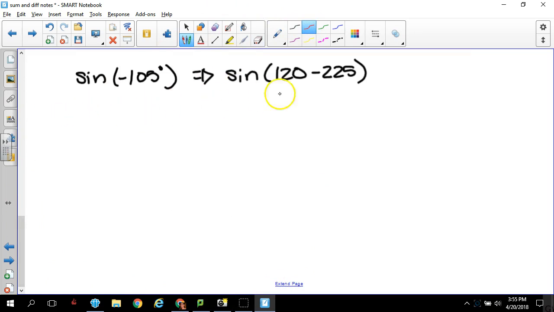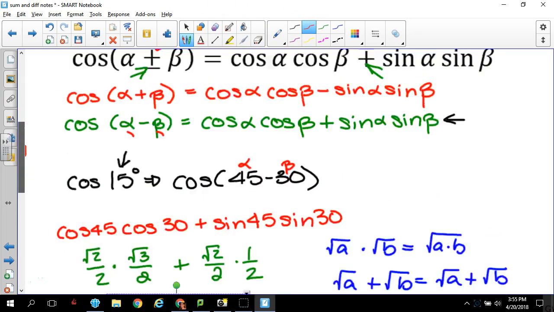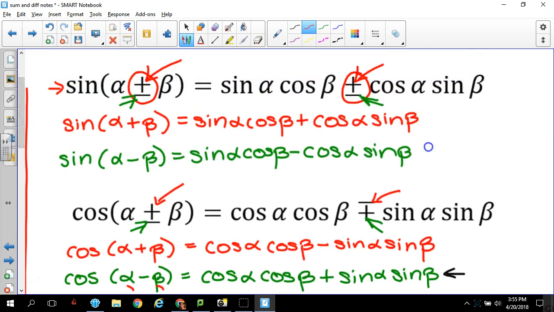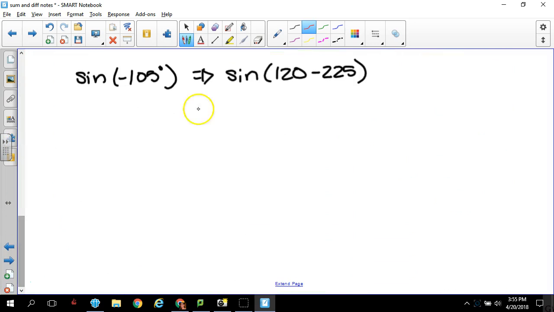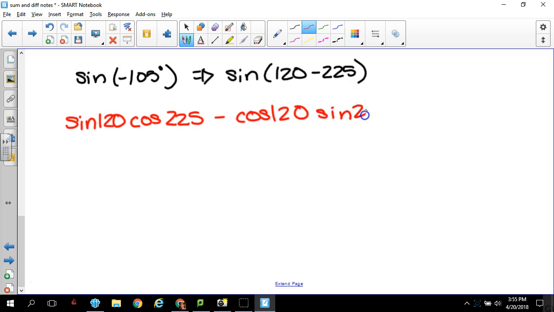So I'm going to take this information and put it into the equation right here, because I have sine 120 minus 225. Because I'm using sine and I'm subtracting the two degree measures to get the final answer, this is the equation that I'm going to use. Oops, I need to scroll. So here, I'm going to do sine 120 cosine 225 minus cosine 120 sine 225.